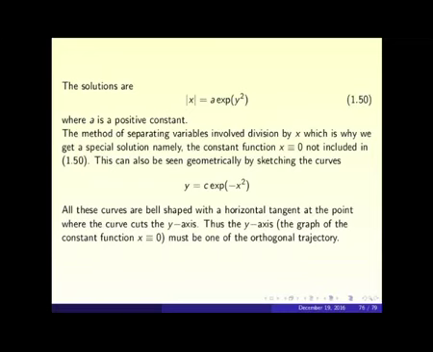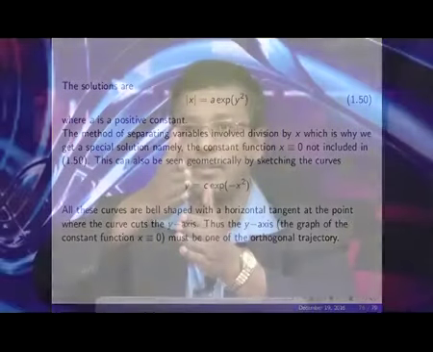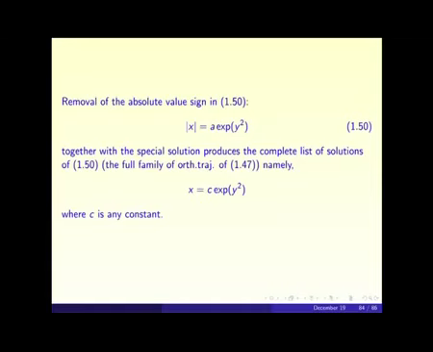Note that x equal to 0 is not included here because we are dividing by x when we do the method of separation of variables, and x equal to 0 is also a special solution. That is understandable because all the curves of the original system are bell-shaped curves. They all have horizontal tangents when they cut the y-axis. And so the removal of the absolute value will give you x equal to c e to the power y squared, where c is any constant.